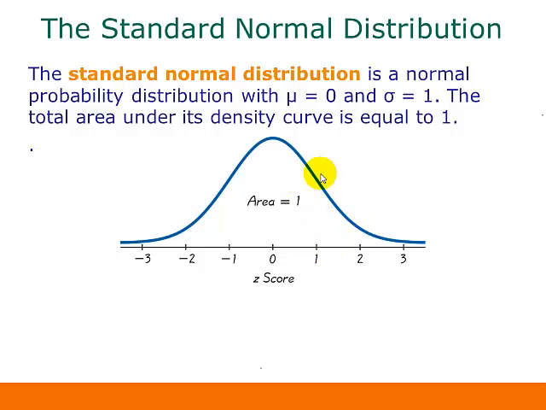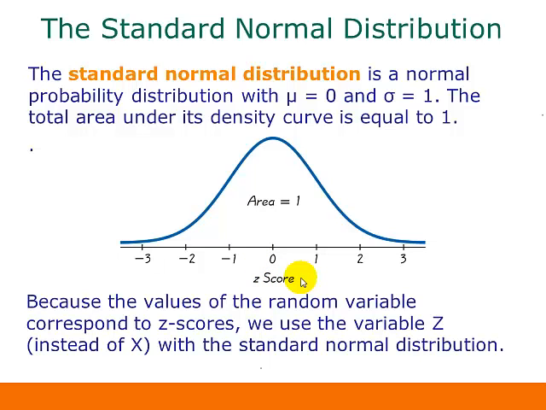So here's a picture of our standard normal distribution. And this is really just a special case of a normal distribution. It's just that it has a specific mean, which is 0, and a specific standard deviation, which is 1. And it actually corresponds to the z-scores that we talked about in Chapter 3. Because the values of the random variable here correspond to z-scores, we use the variable z instead of x when we're talking about the standard normal distribution.